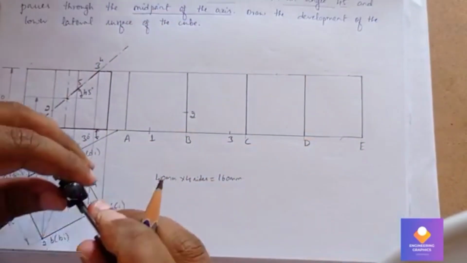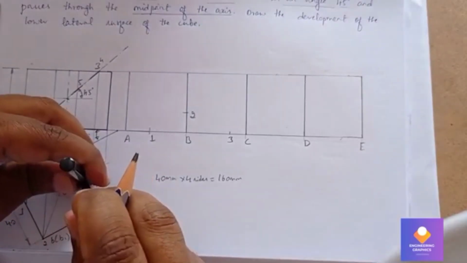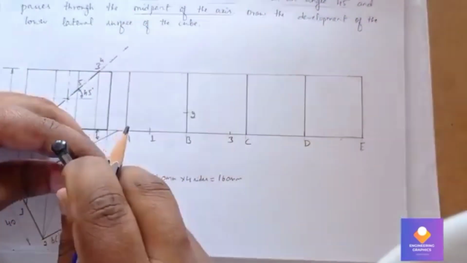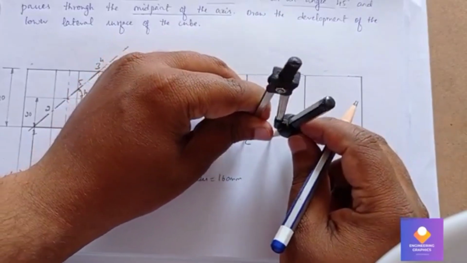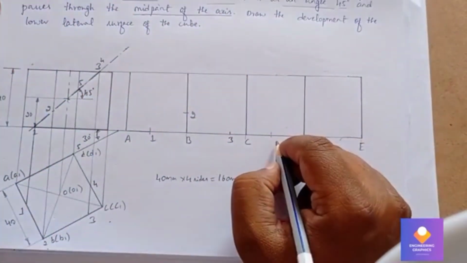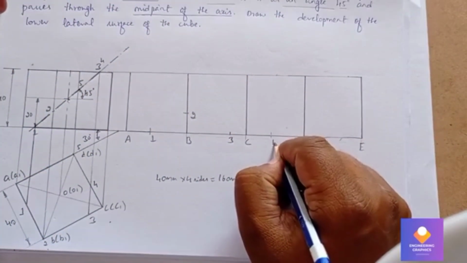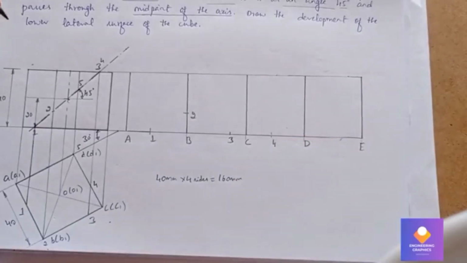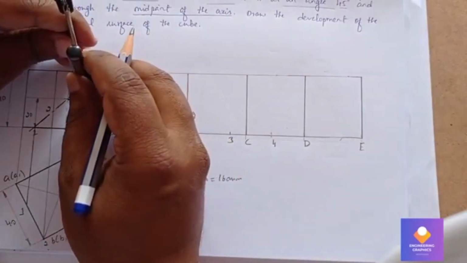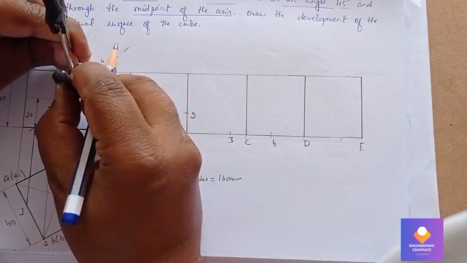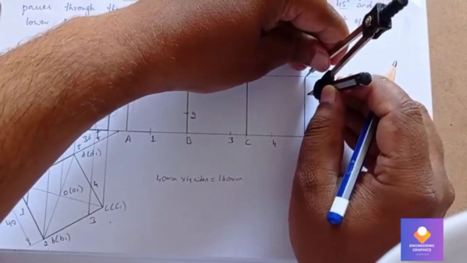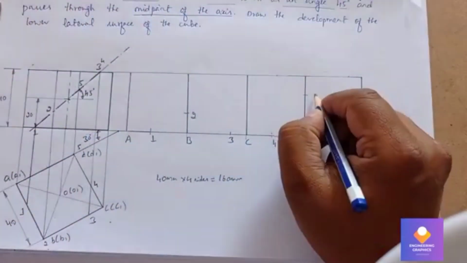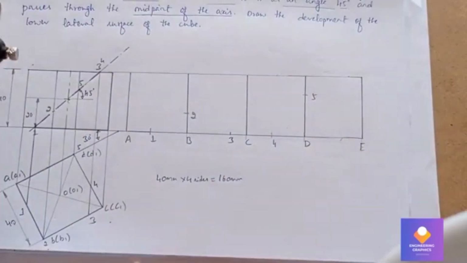Again we need to measure point number 4. Again I will measure from C to 4. C to 4 I will measure. Point 5 will be exactly on the D. So I will measure that length from the front view, and cut a dark arc, that is point 5.